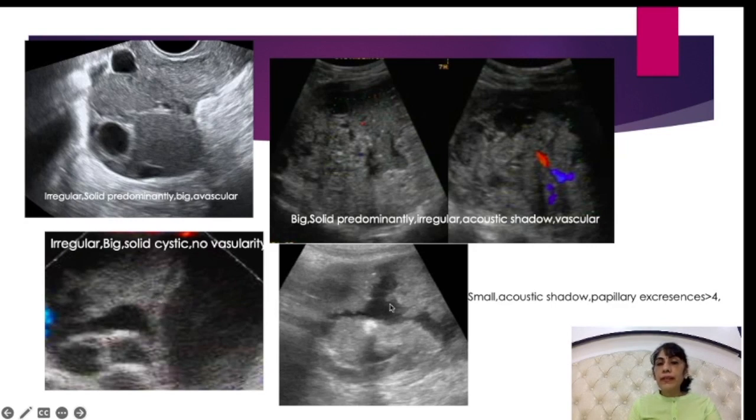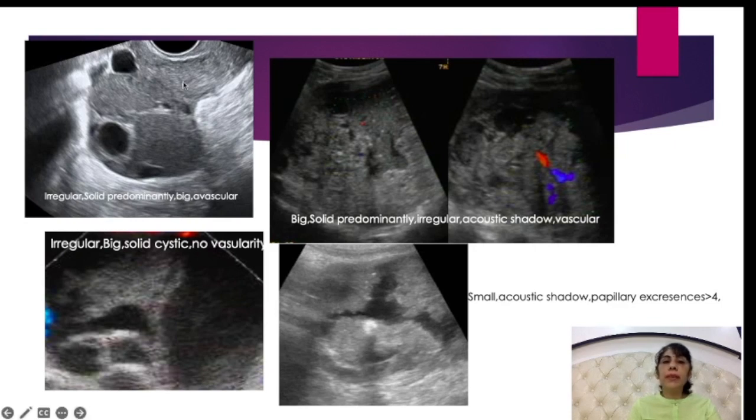And the last one, it was small, so one feature benign. It had acoustic shadow, so one feature again benign. It had papillary excrescences more than 4, and it had high vascularity. So this turned out to be malignant again. Fine. So this is just to tell you that the criteria has to be applied when you are looking at masses which are a little confusing.